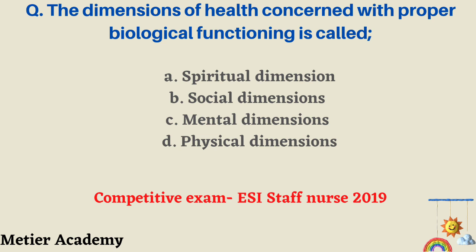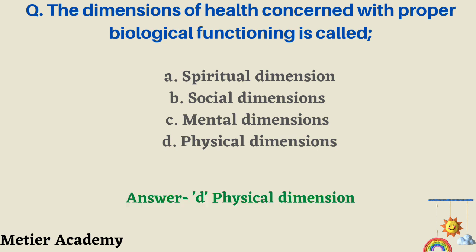Next question, which was asked in the ESI Staff Nurse Exam 2019. The question is, the dimension of health concerned with proper biological functioning is called. The options given here are spiritual dimension, social dimension, mental dimension, physical dimension. Again, it is a direct question, and here the correct answer is option D, physical dimension.